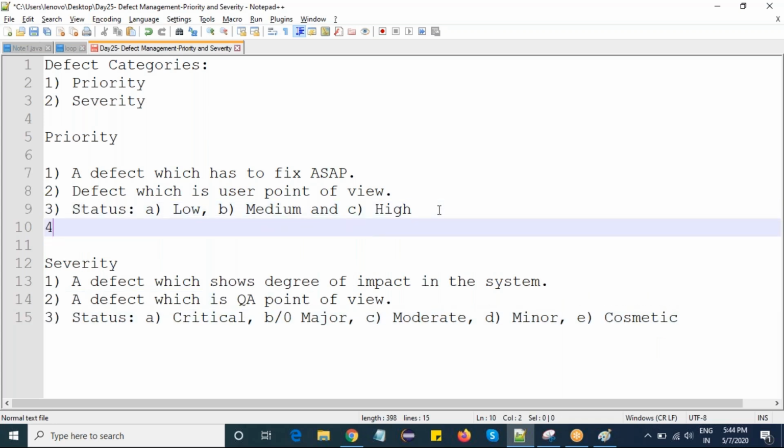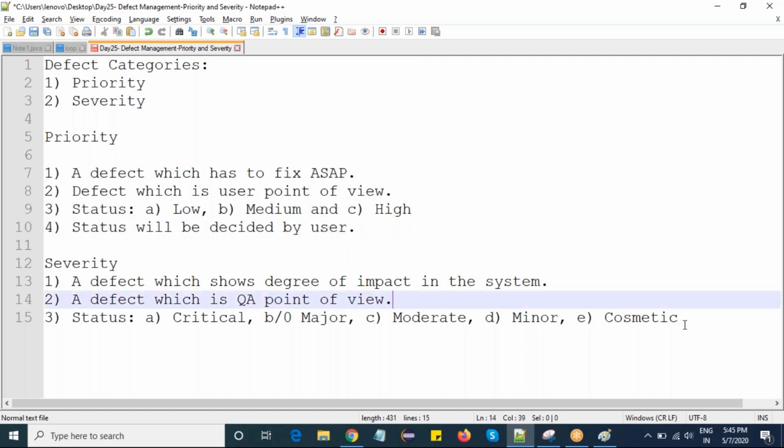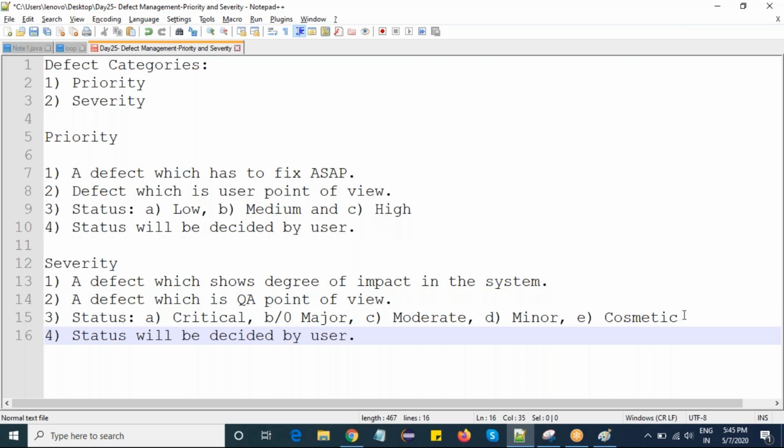Who will decide the status? Priority status will be decided by the user only. But here the severity status is decided obviously by the QA member only, the QA team.